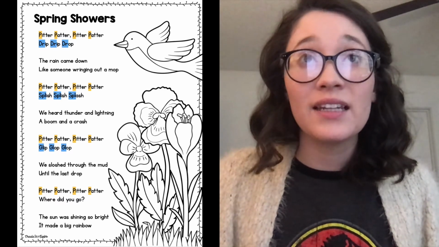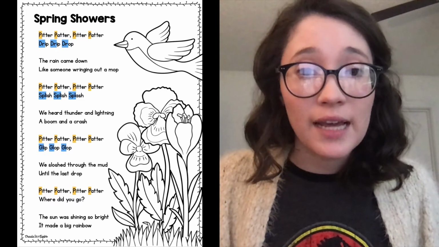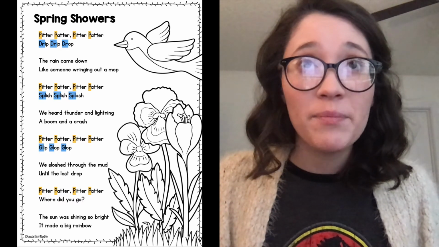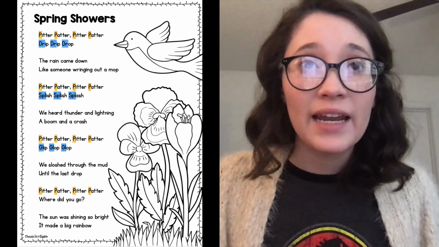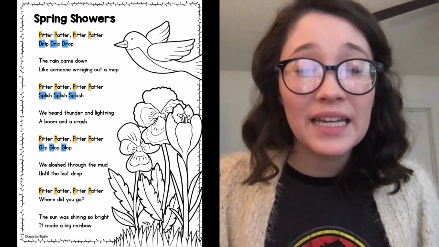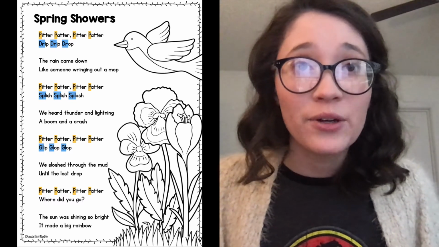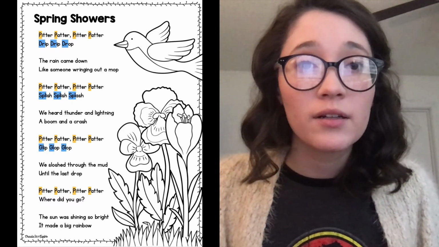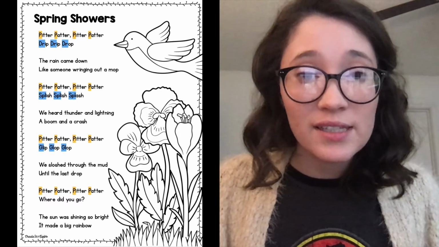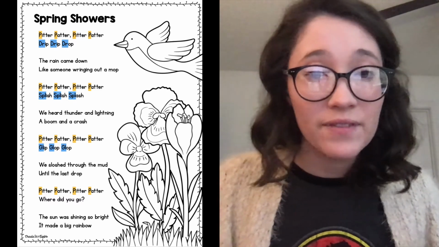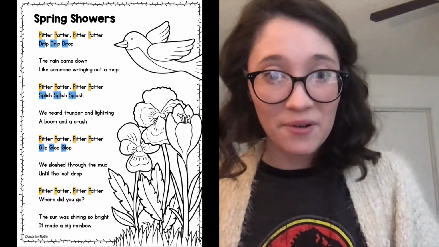I noticed the alliteration of the dr sound at the beginning of the word for drip, drip, drop. And I noticed it in splish, splish, splash. I noticed it in glip, glop, glop. All those things are examples of alliteration because they have the same beginning sound.